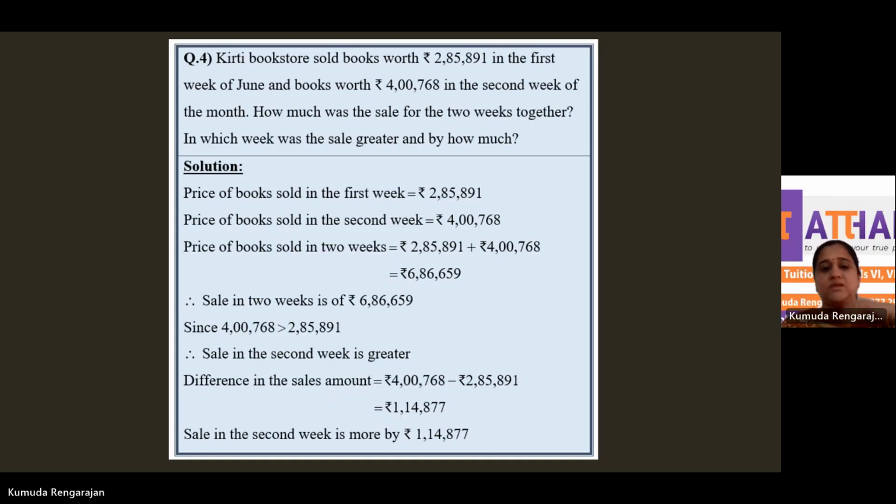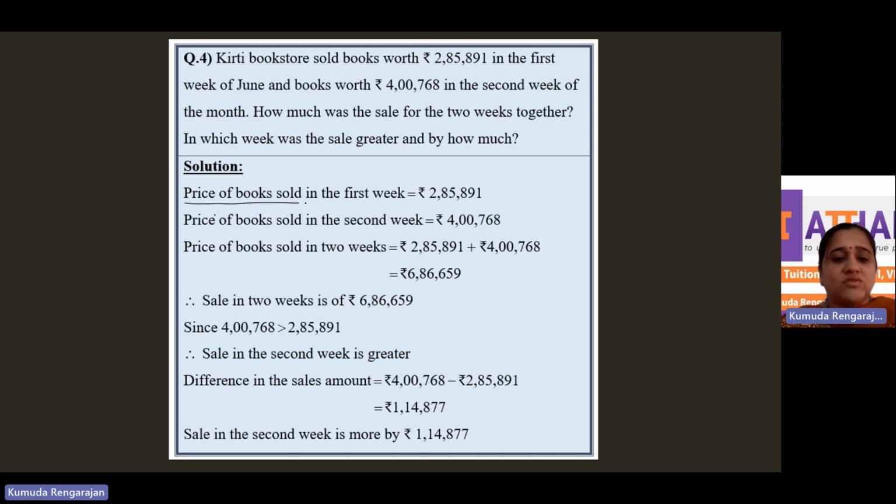So what is the operation? Addition. In which week was the sale greater? First week or second week? Second week. And by how much? Subtraction. By how much means you'll have to subtract. So first it is addition, no? Why? Because you have to find the total sales in the 2 weeks. So first it is addition.